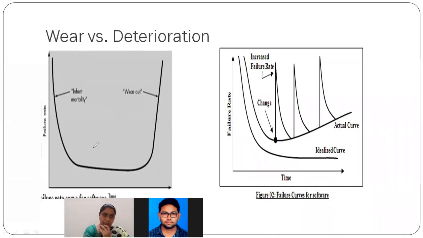For hardware, we'll be having a bathtub curve. This curve resembles a tub. Whereas for software, we are having an idealized curve. This is what we showed here. And the curve above is also showing the software failure rate. If you observe this curve that is shown above, initially the failure rate is high.